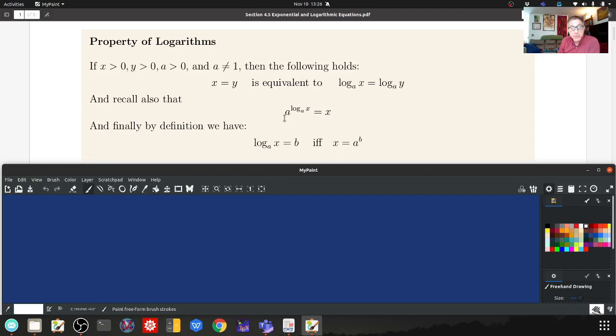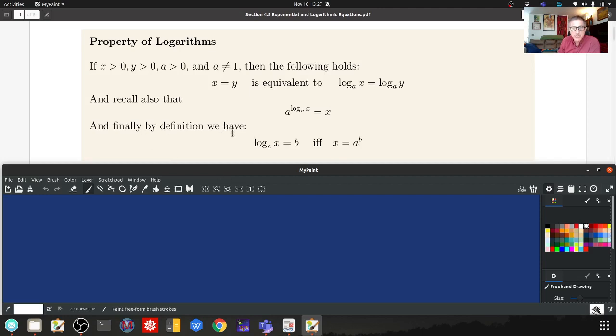Another property we'll use sometimes, you can again use notes. For some base a, if I take the base of the logarithm and raise a to the log to the base a of x, I get x. That has to do with the fact that I'm using the same base here, and the exponent has the log to the base a. We'll talk about it when it comes.